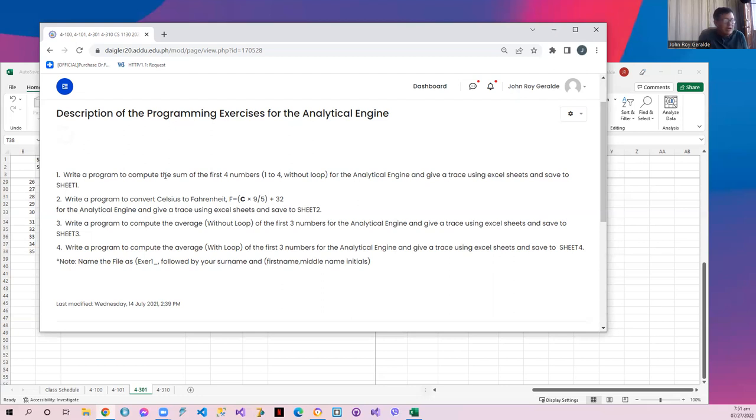Write a program to compute the average, this time with a loop, of the first three numbers. You can do a tweak of the fourth factorial program with loop and save it in sheet four of XR1. Okay, any questions?